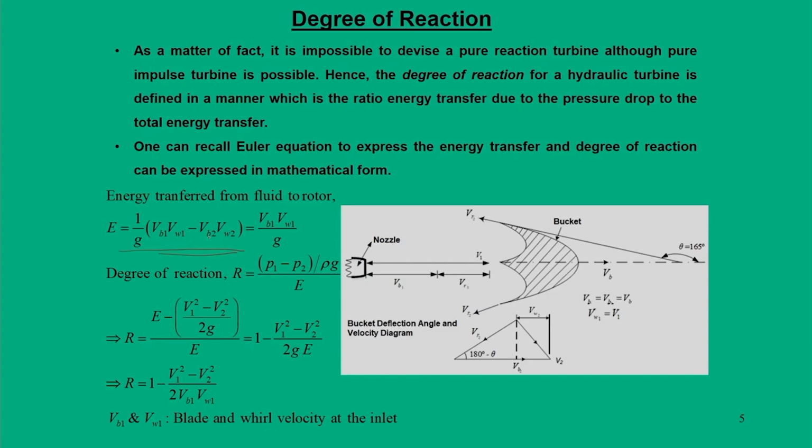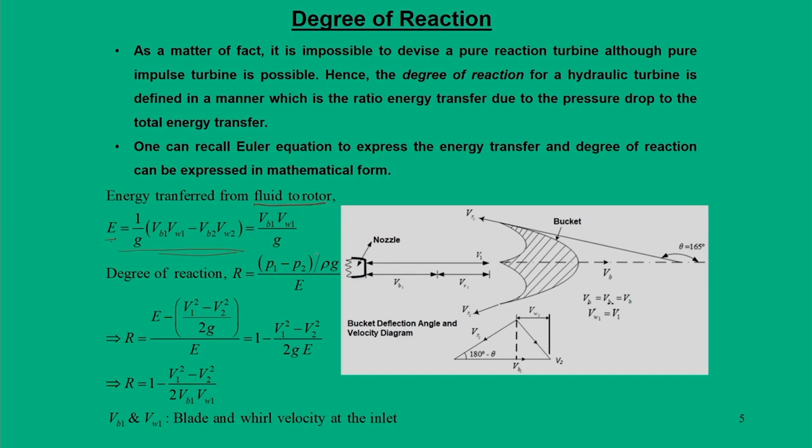Now, in this expression, you will see a term Vw2 and Vb2. This quantity is typically negative. So, if by designing a suitable blade you can make the Vw2 component 0, then we can maximize this energy. Euler's equation now becomes Vb1 Vw1 by g.